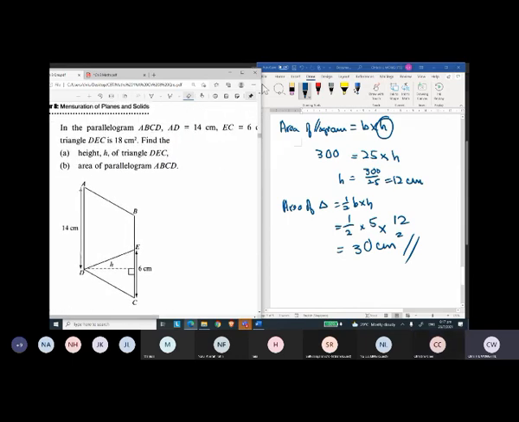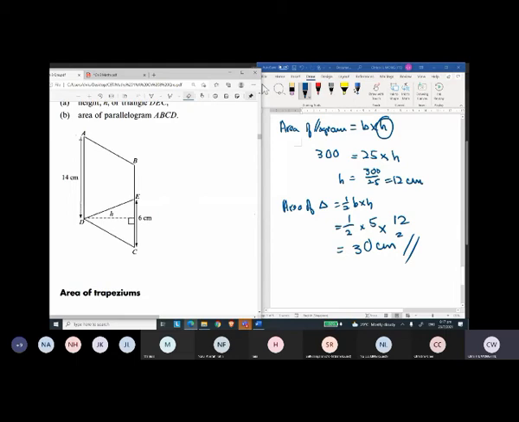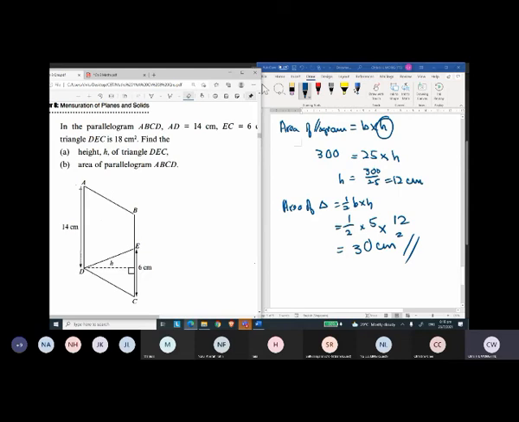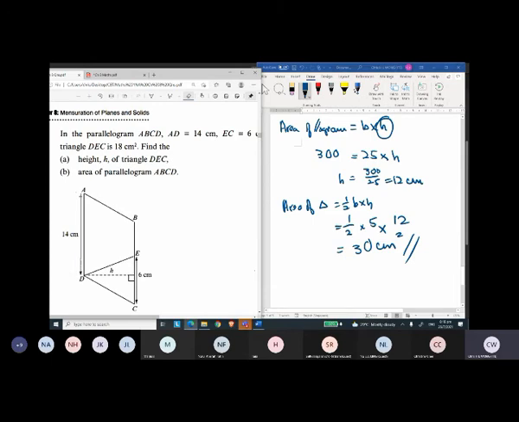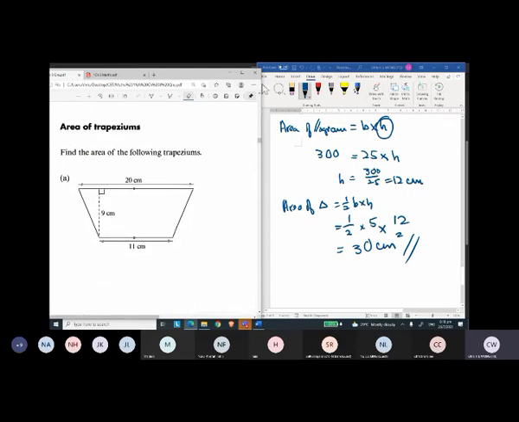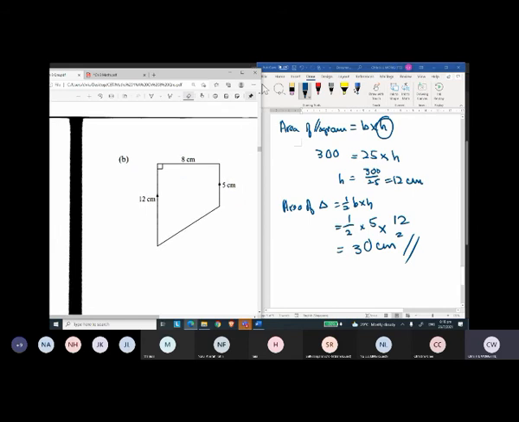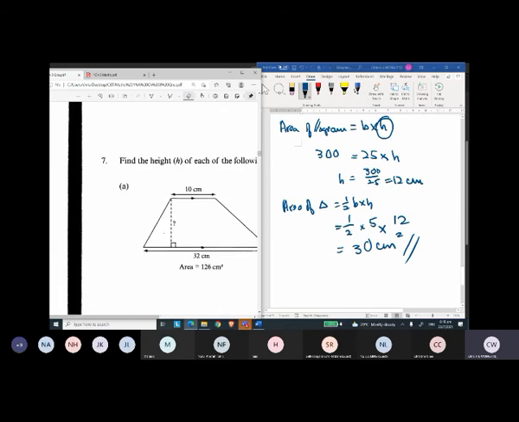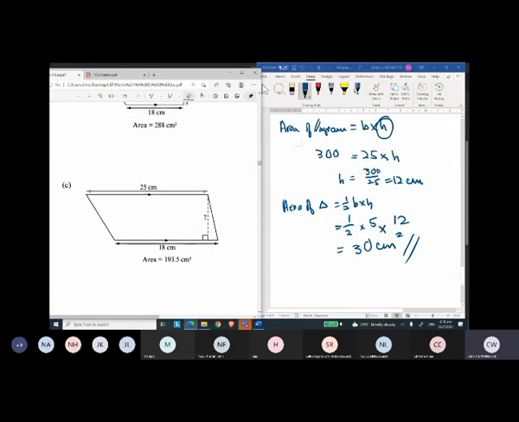Okay, I find an interesting one. The easy ones, don't waste time. I don't know whether you can do this: height of triangle, parallelogram. The height of the triangle DEC. Trapezium, you all can do half base times side, right? Half A plus B times height. Trapezium, all this is very easy. I don't want to waste time.